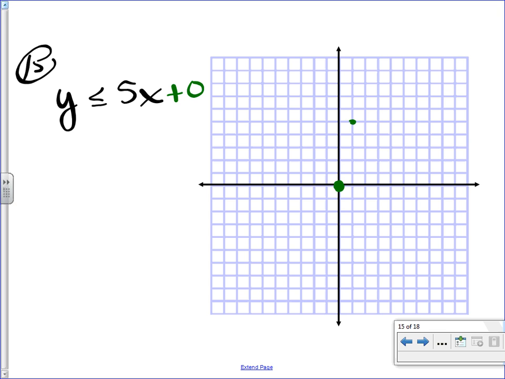1, 2, 3, 4, 5 and over 1. And I can get more points on the other side, going down 1, 2, 3, 4, 5 and over 1.